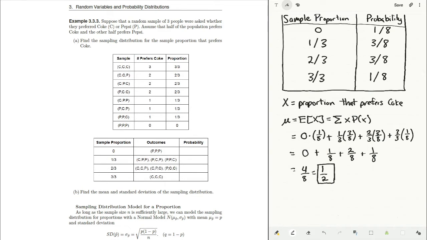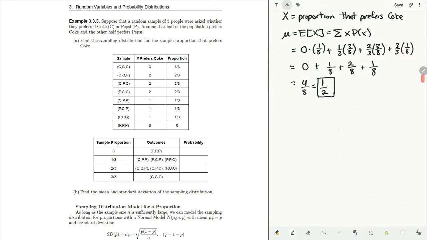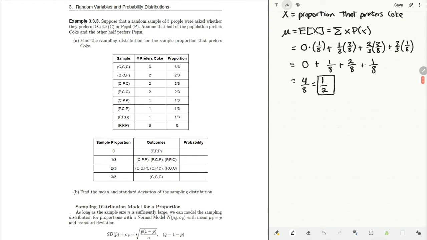Now to find the standard deviation, we first need to determine the variance, and then we take the square root of the variance to give us the standard deviation. So the variance of our random variable is given by the sum of x minus mu squared times p of x.